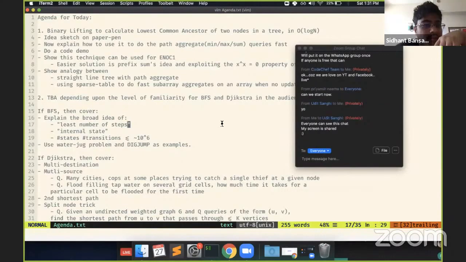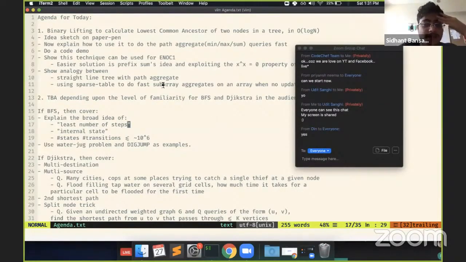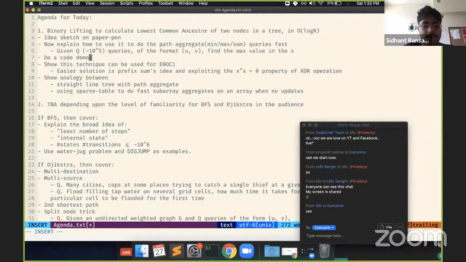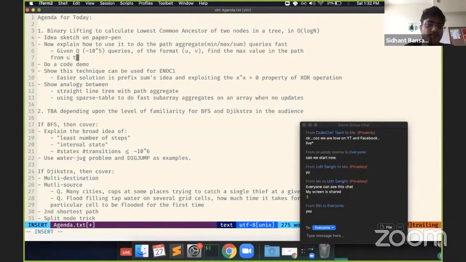This method, we'll first cover the idea sketch on pen and paper, and then you can see the agenda. Then we'll explain how to do path aggregates using that lowest common ancestor thing. So in path aggregates, what I mean is a question of the sort: given Q, which is big, around 10 to the power 5 queries of the format U, V, find the max value in the path from U to V.